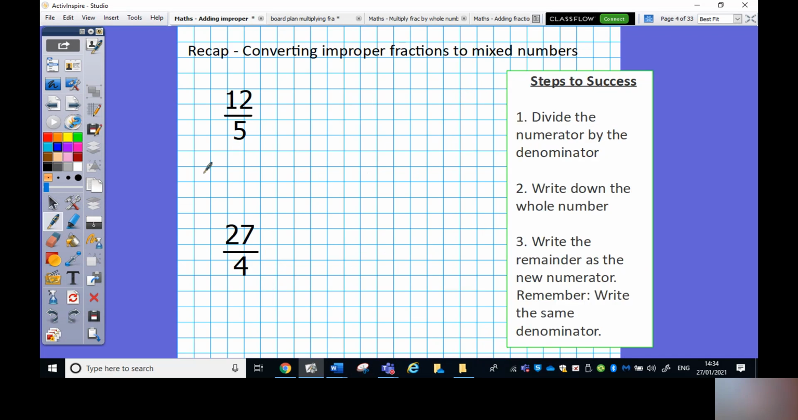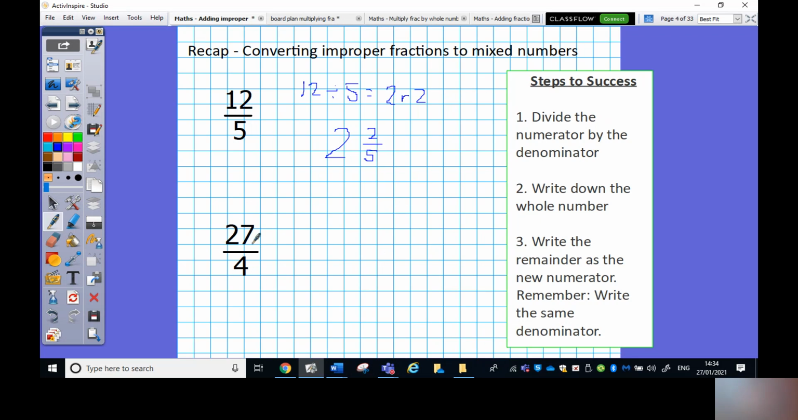Brilliant. We're going to just recap how to convert improper fractions to mixed numbers. Number 1, divide the numerator by the denominator. So we have 5 and 12. 12 divided by 5 equals 2, remainder 2. So we're going to write down the whole number, which is 2. And then we're going to write the remainder as the new numerator. So that's 2. And our denominator is the same. So that's 2 and 2/5.